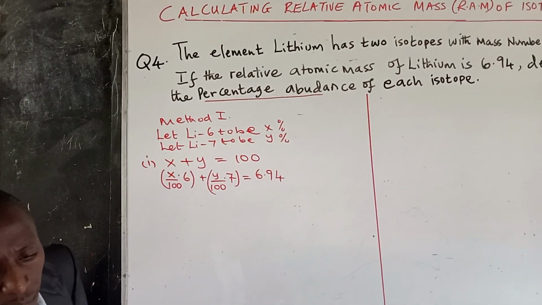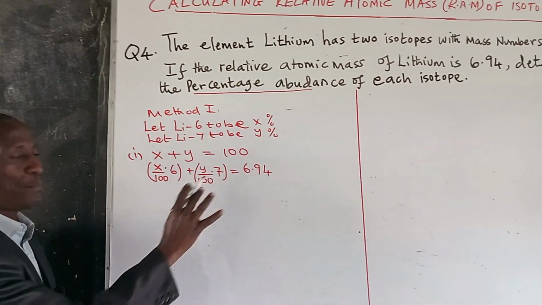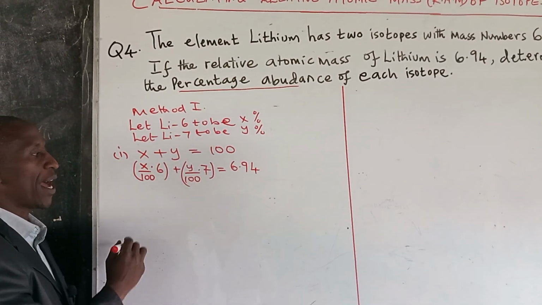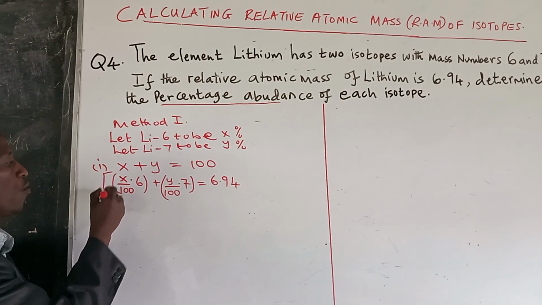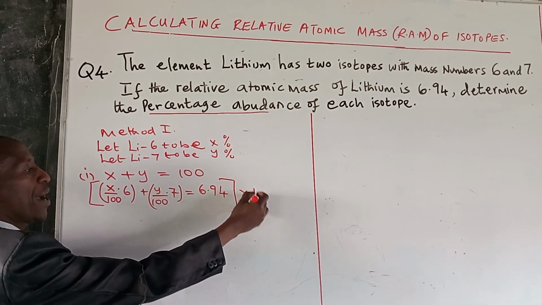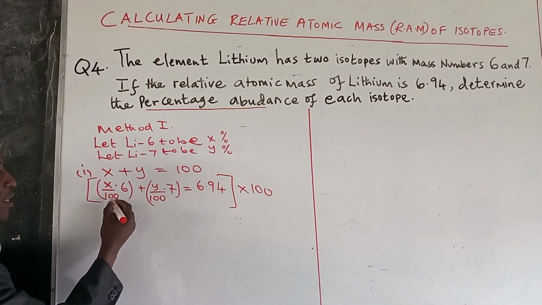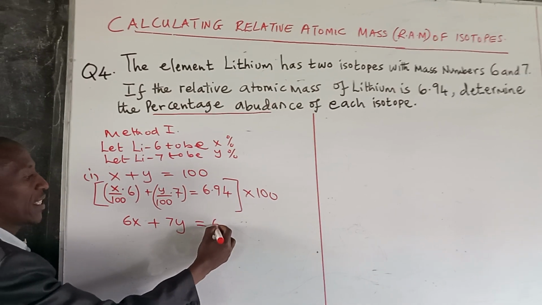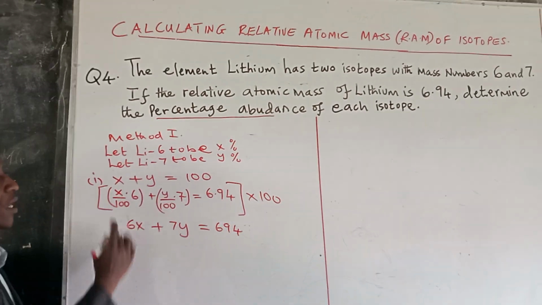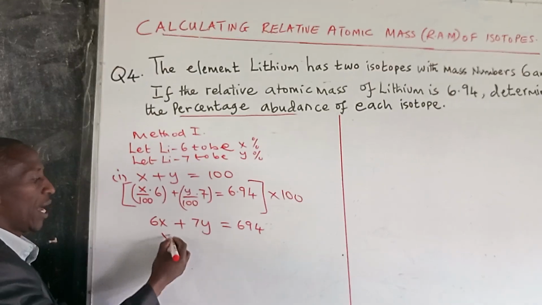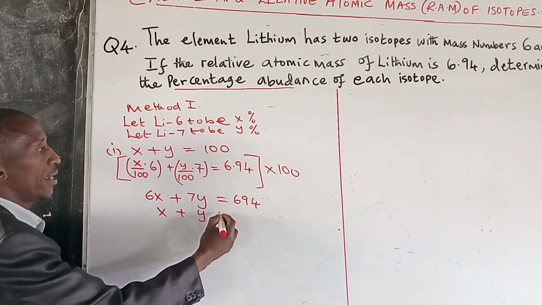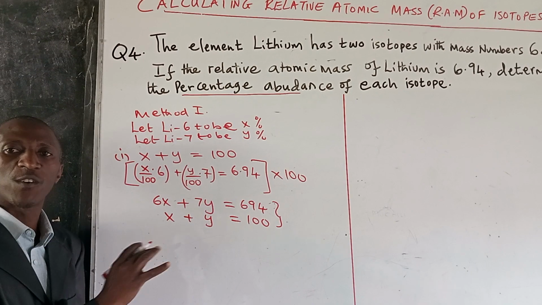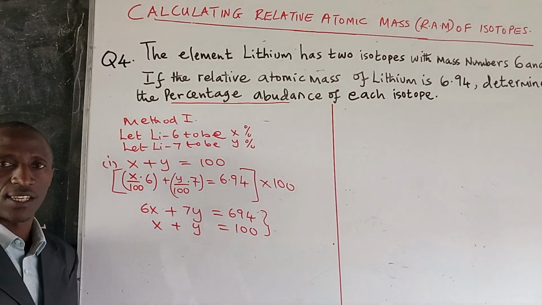So with that, it becomes very easy. The bit that we are left with here is just mathematical. We may decide to multiply throughout by 100. We multiply all the terms there by 100. And what do we get? We get 6x plus 7y is equal to 694. Now we combine this with the first equation, x plus y is equal to 100. So this is the pair of equations which we shall solve simultaneously.